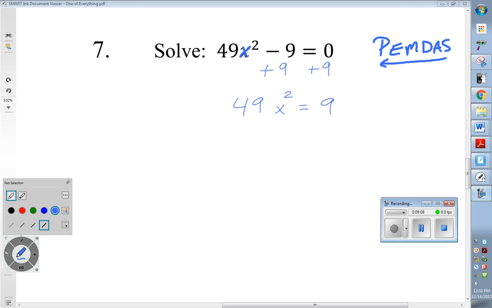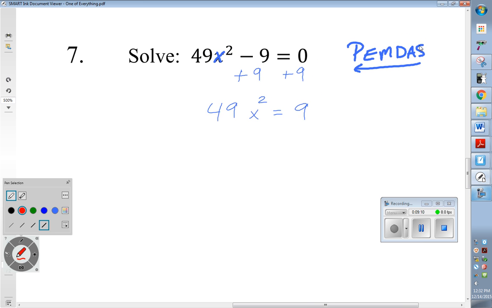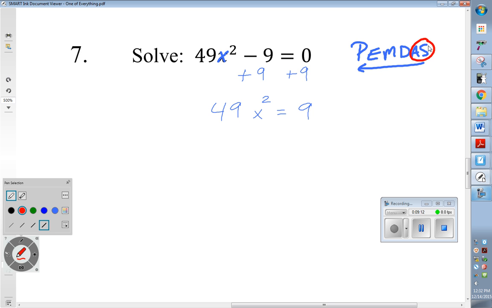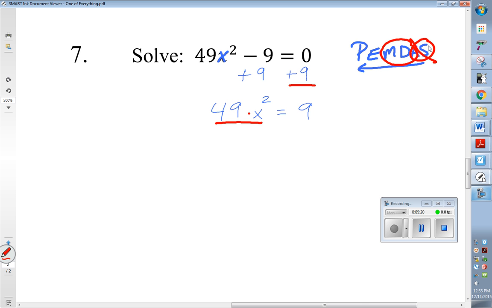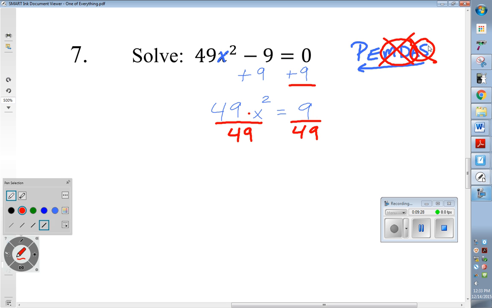The first thing we did was we tried to add or subtract. We did that. We added 9. Then I need to multiply or divide. So I want to get rid of this 49 right here. Right now it's being multiplied. So to get rid of it, I'm going to divide. After I've divided, it doesn't work out evenly, so I just left it. So I have x squared equals 9 over 49.